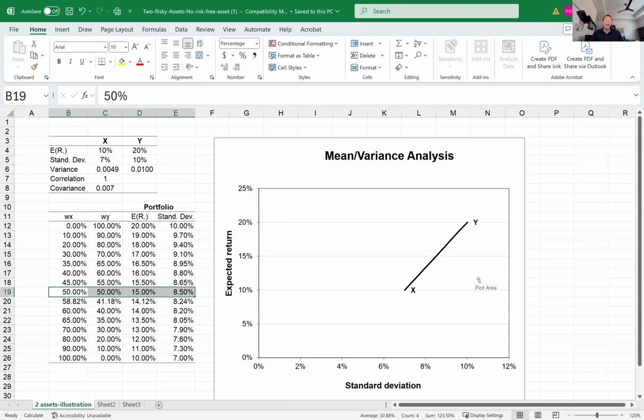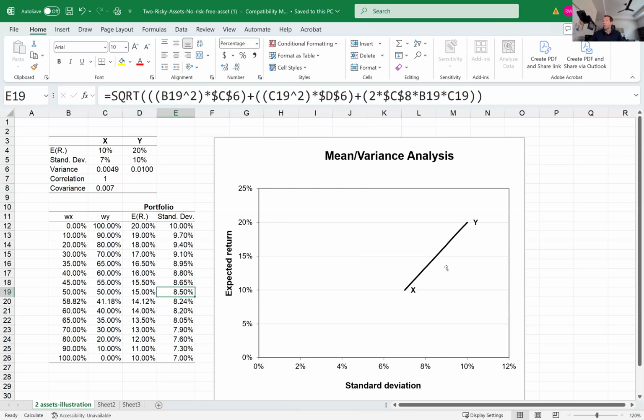Now, we would say that we have no benefit of diversification here because the standard deviation of the portfolio is always going to be a weighted average of the standard deviations of X and the standard deviation of Y. Okay, so in this example, 0.5 times the standard deviation of X plus 0.5 times the standard deviation of Y gives us 8.5%.